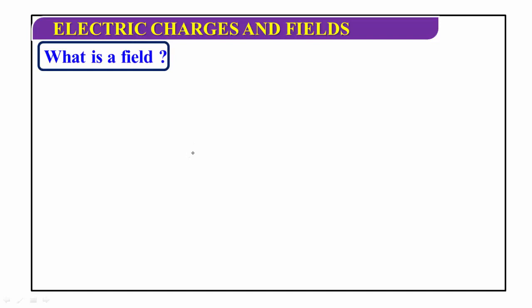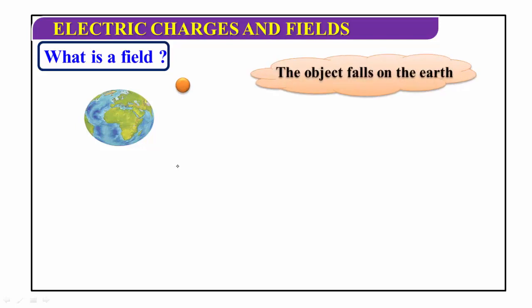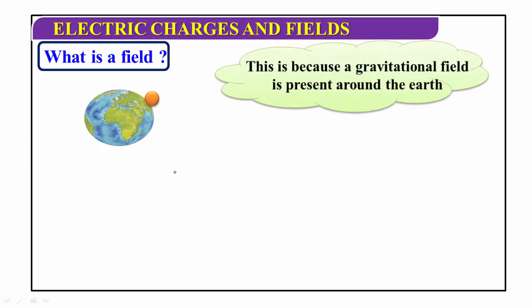What is a field? The region around a body. Suppose I consider this is the earth and this is another body. This body is attracted towards the surface of the earth, or the object falls on the surface of the earth. This is because the gravitational field is present around the earth. The region around the earth where the gravitational force acts on this body is called the gravitational field.